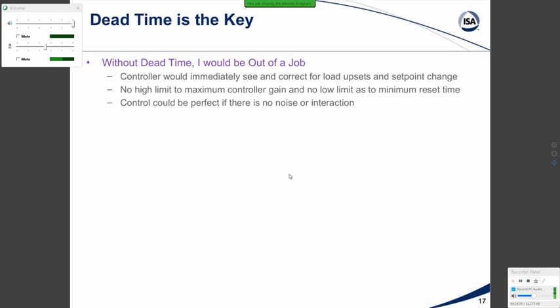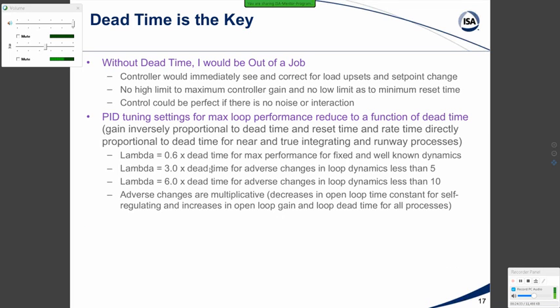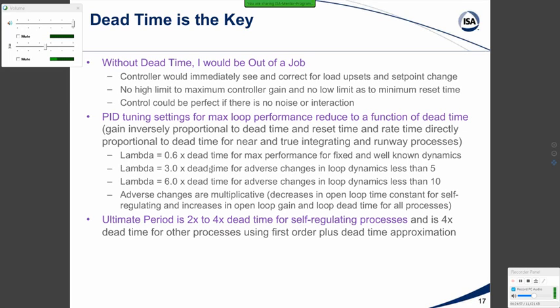Without dead time, I would be out of a job. And it turns out we can look at it in terms of how we want to set tuning settings. That was one of the things not realized in lambda tuning by some people: we want to focus on lambda, and if we're looking at internal model control, gamma, in terms of how big that is relative to the dead time, because that's the key. The ultimate period is 2 to 4 times the dead time for a self-regulating process, and for other processes it can be a little different, but if we use a first order plus dead time approximation, it comes out to be about 4 times the dead time.